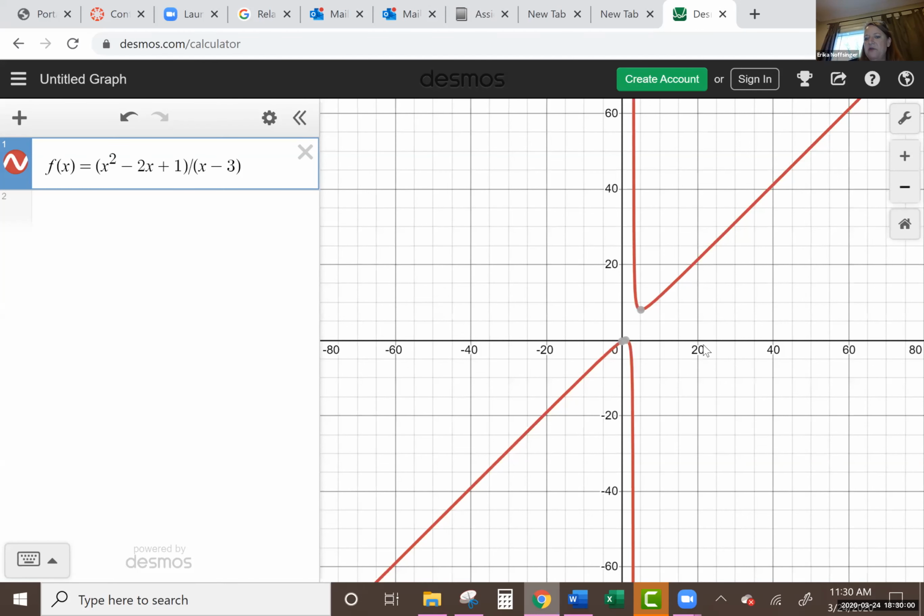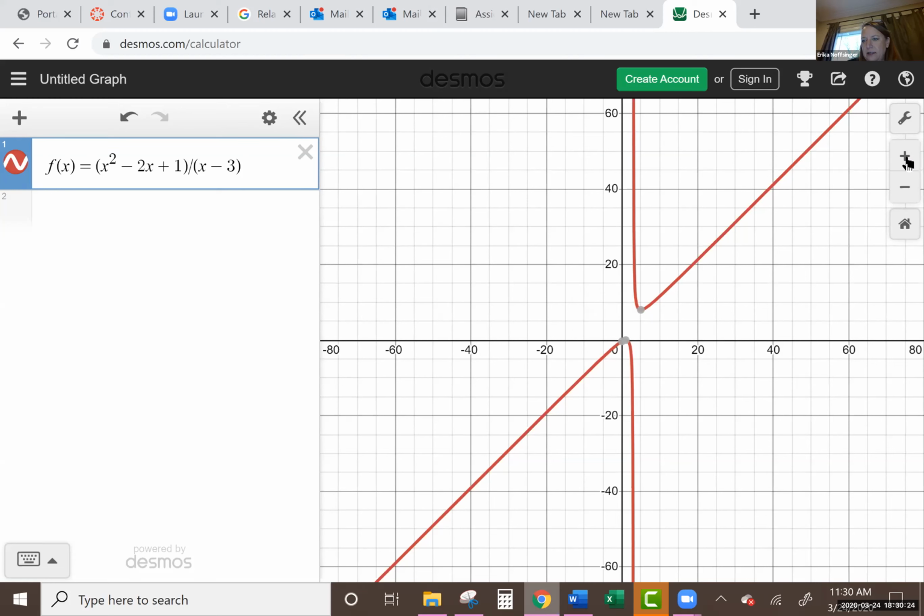Okay, so notice that we saw that x equals 1, we had a maximum, and our y value was 0. And you can see that I've highlighted that max point there at (1, 0). We also saw that there was a min value when x was 5. And that min value, our y value was 8.